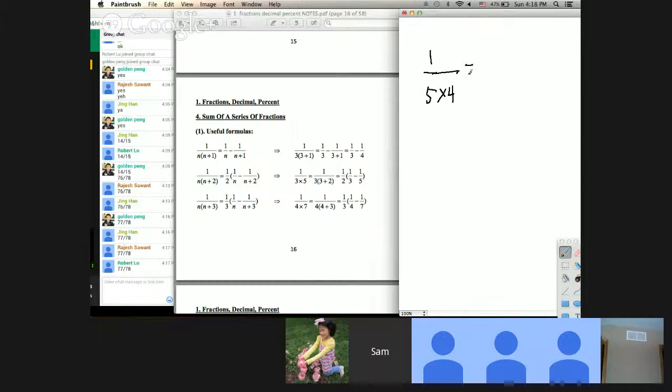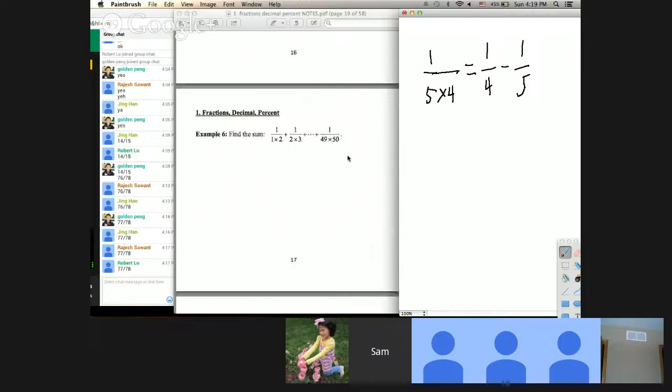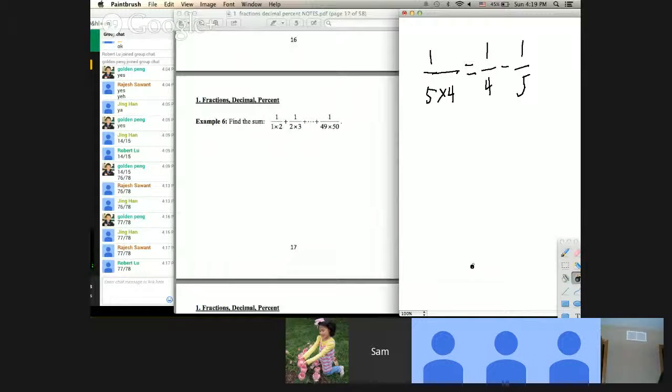This is going to be equal to 1 over the smaller number, which is 4, minus 1 over the larger number, 1 over 5. So what you have to remember about this one is it's going to be two numbers that are right next to each other. They're consecutive numbers, and it's going to be the smaller number minus 1 over the larger number, because if it was the other way, it'd be negative. So knowing that, let's say if it gave you a question like this.